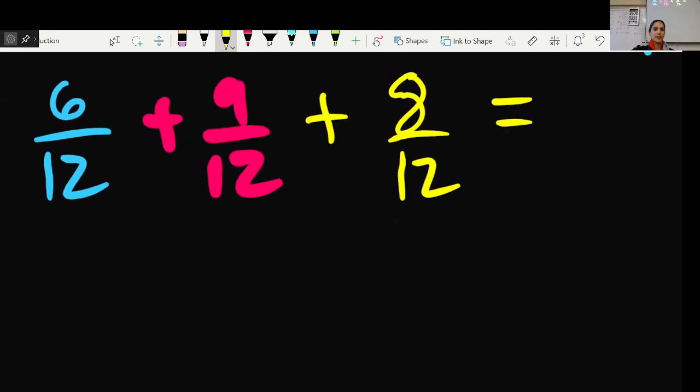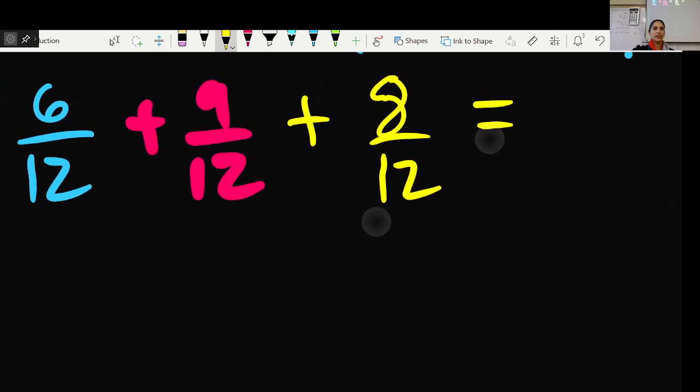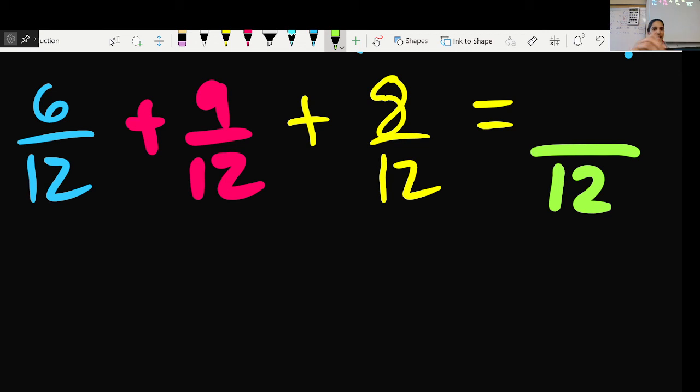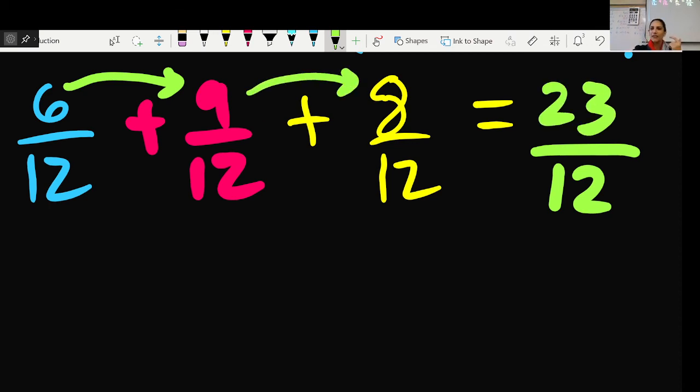Okay, so now let's bring in this nice colorful math. What's the denominator going to be in the answer? Going to be 12, so we're good with that. What's 6 plus 9? That's 15. What's 15 plus 8? 23. Is everybody good with that?